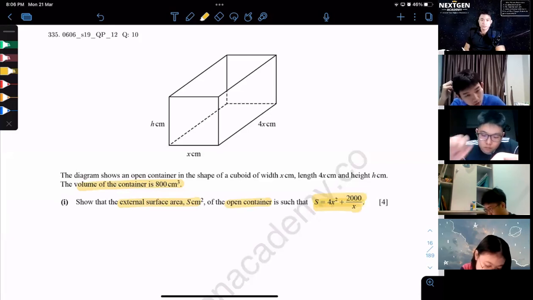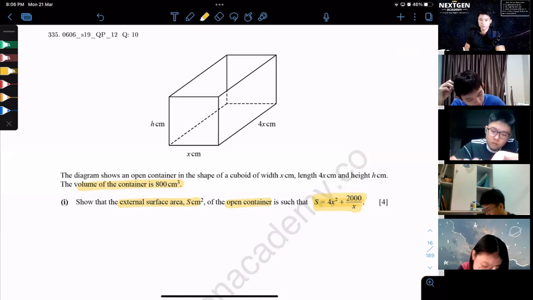Okay, 30 more seconds. Done. If you're done, just say done. You all can try the second one.